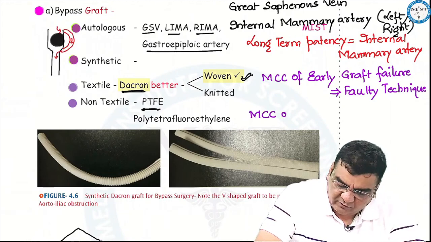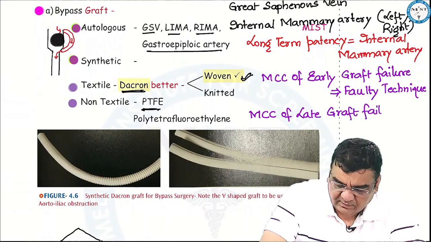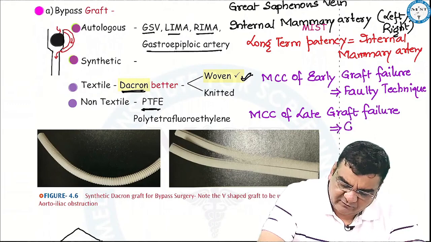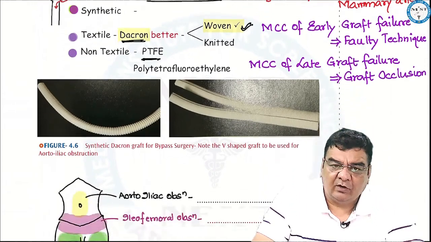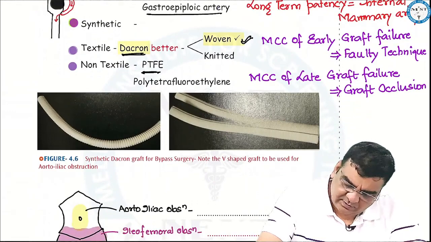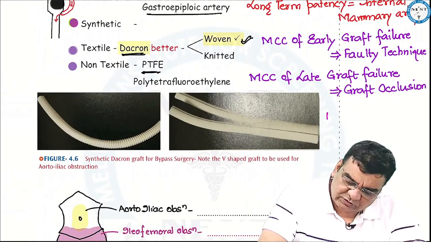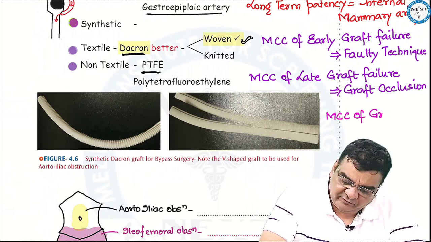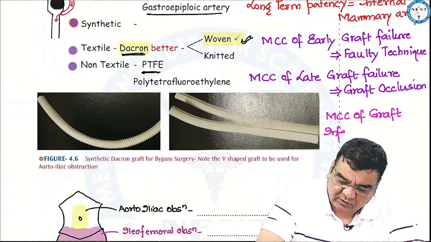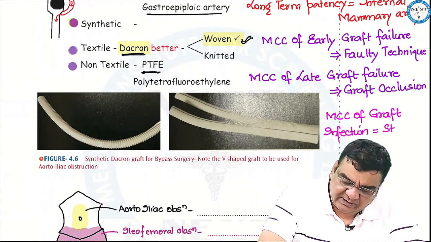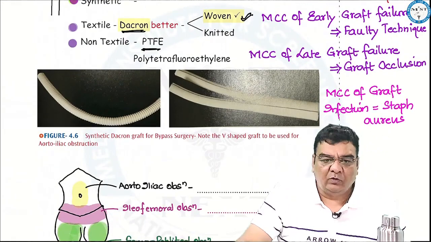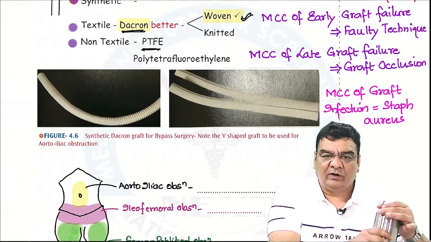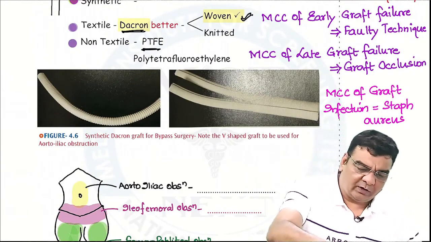Most common cause of late graft failure is graft occlusion. Most common cause of graft infection is by Staph aureus.